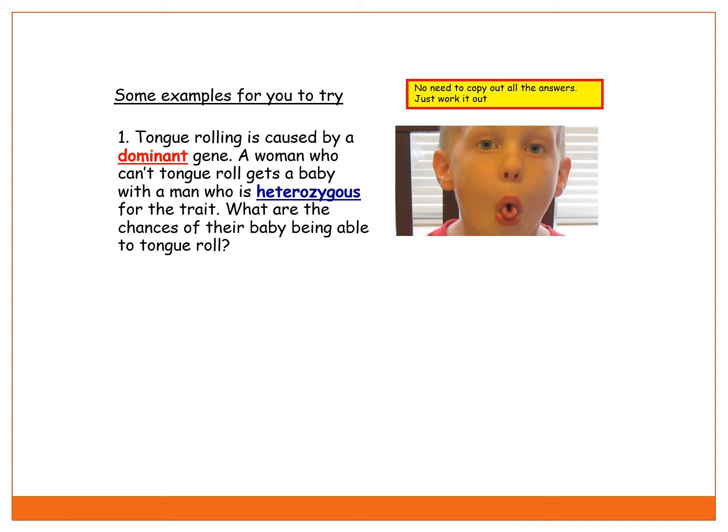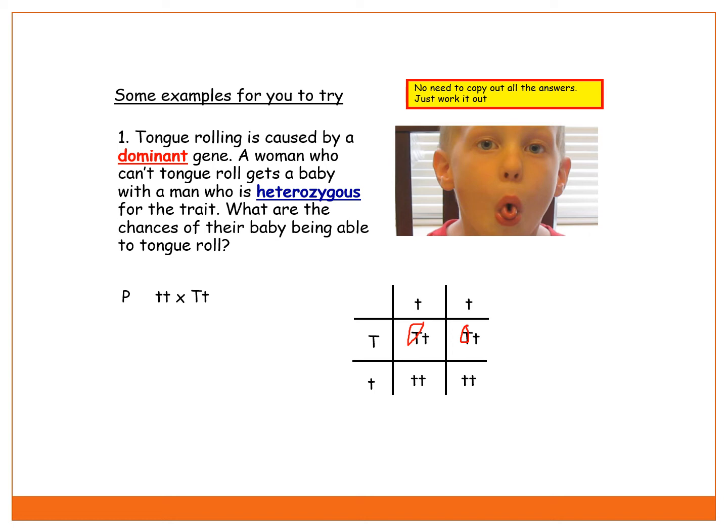So the answer would be, first you need to work out what you are going to cross. So a woman who can't roll their tongue would be small t, and a man who is heterozygous would be big T, little t. So that's the first thing that we need to work out. Then we need to put both of these in a Punnett square. So you've got your little t crossing with your big T and little t. So you get big T, little t, big T, little t, little t, little t, little t, little t. So you have got 2 that have big T's, so 2 that are going to be able to roll their tongue and 2 that are not going to be able to roll their tongue.